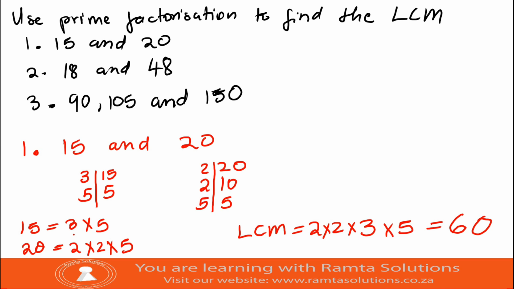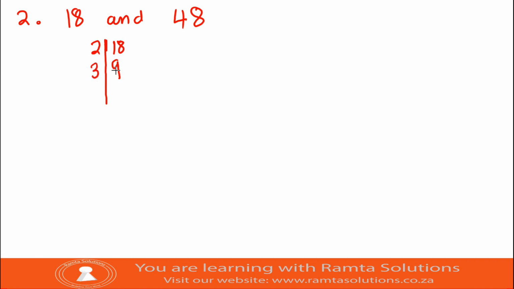Now let's go to the second one. Number 2 is 18 and 48. Prime factors of 18. 18 is an even number. I will divide it by 2. 18 divided by 2 is 9. 9 is an odd number. Let me try to divide it by 3. It's possible. 9 divided by 3 is 3. 3 is also an odd number. I will divide it by 3. And I'm ending here.